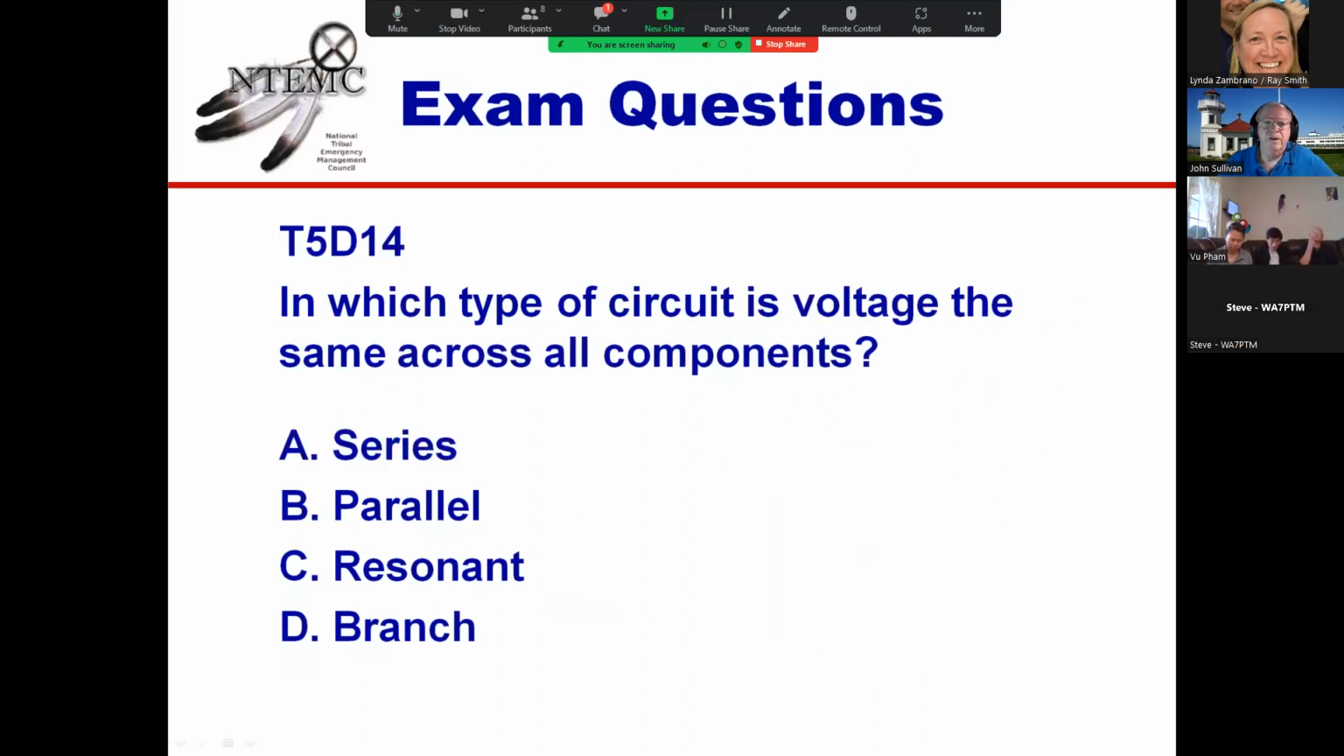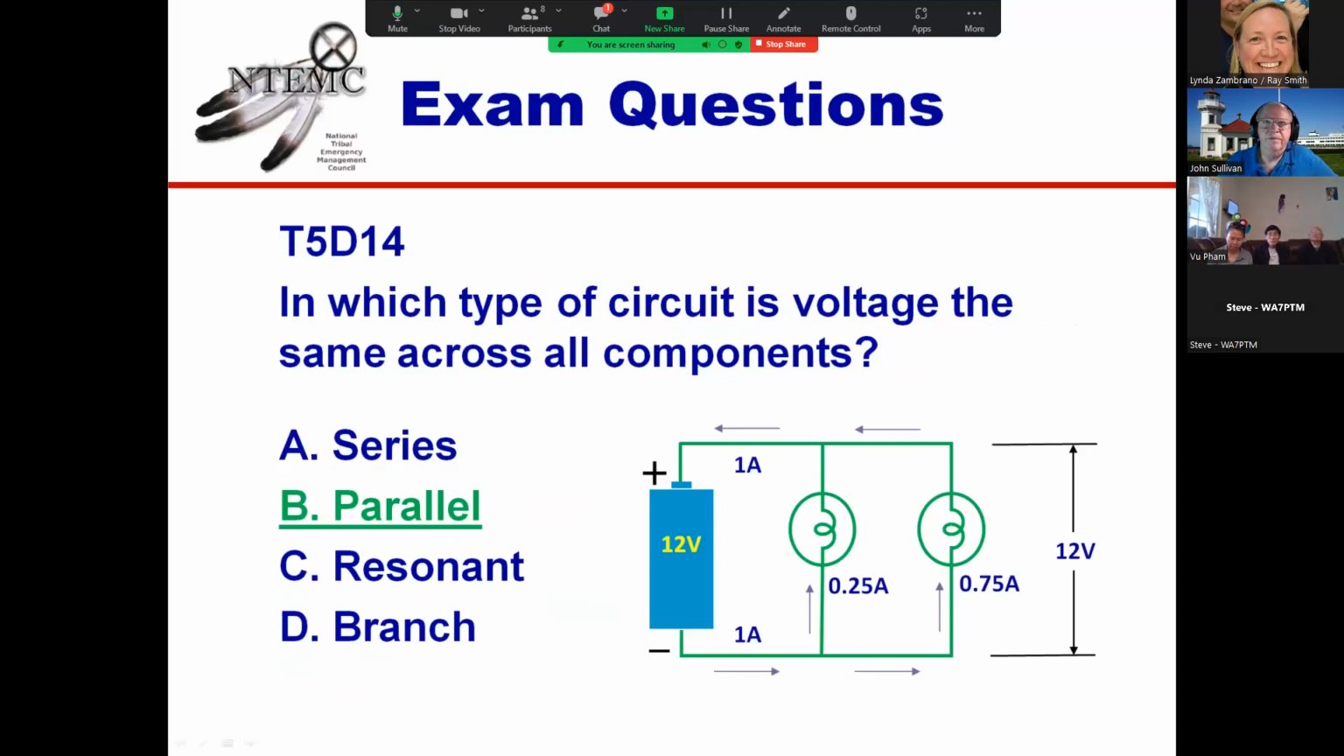In which type of circuit is voltage the same across all components? Well, that's the opposite, a parallel circuit. So remember, there's different paths for the current to follow, so the current will not be the same across each component, but the voltage will.